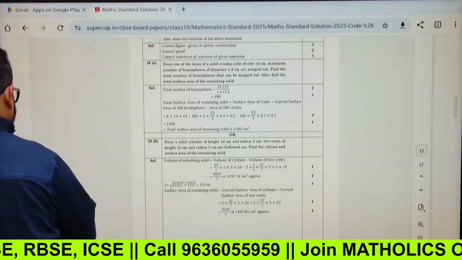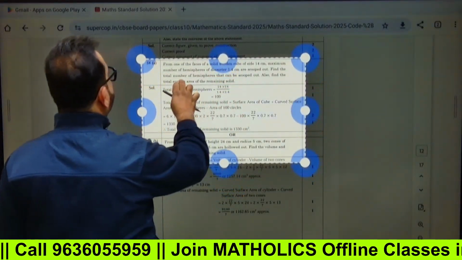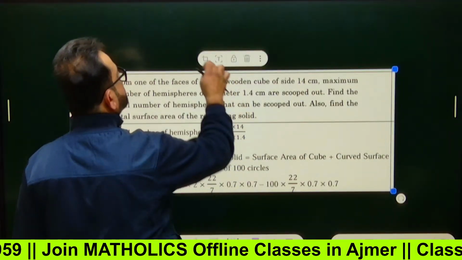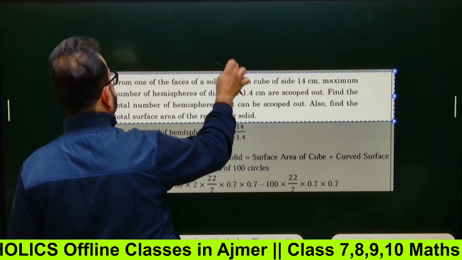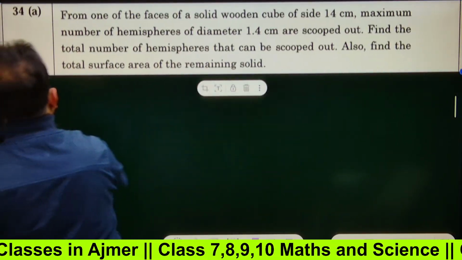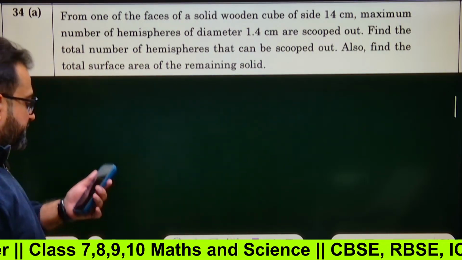34th. Question number 34. That's a question from the chapter surface area and volumes.